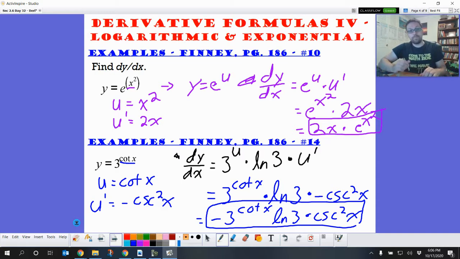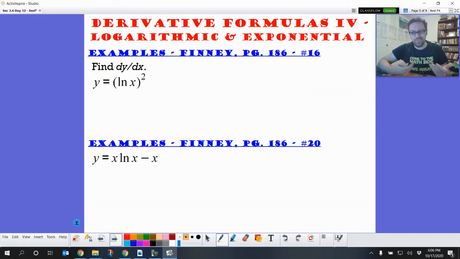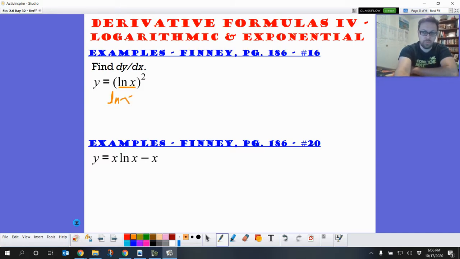Let's try another. See what I mean? There's all kinds of these goofy little bits. All right, we got a natural log one, and I want to try to find the derivative of this thing. So there's something going on on the inside, so I'm trying to find that inside bit. In this case, the inside bit seems to be the ln of x. Ooh, so that's going to be our u.